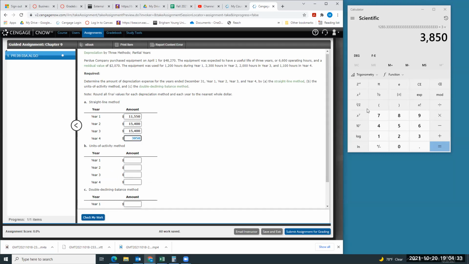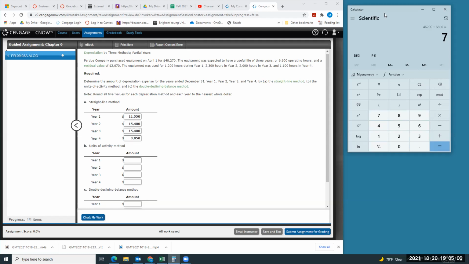The second is the units of activity method. Here, instead of dividing it by time, we're going to divide it by how many units of activity are in the asset's life. In the case of this equipment, it's operating hours. So again, we take the cost, $48,270, and subtract the residual value, $2,070, to get our depreciable value. Then we divide that by its useful life in operating hours, so 6,600. That gives us $7 per operating hour.